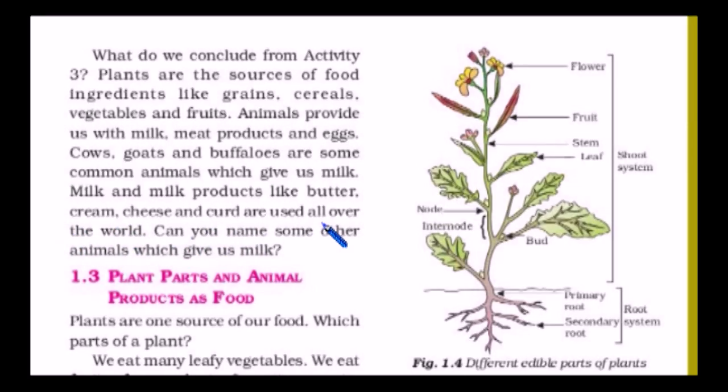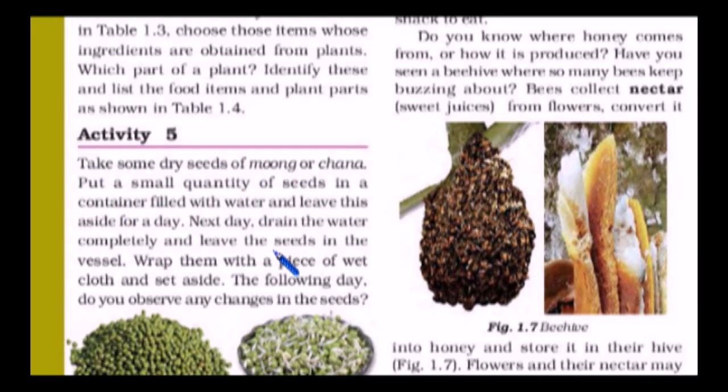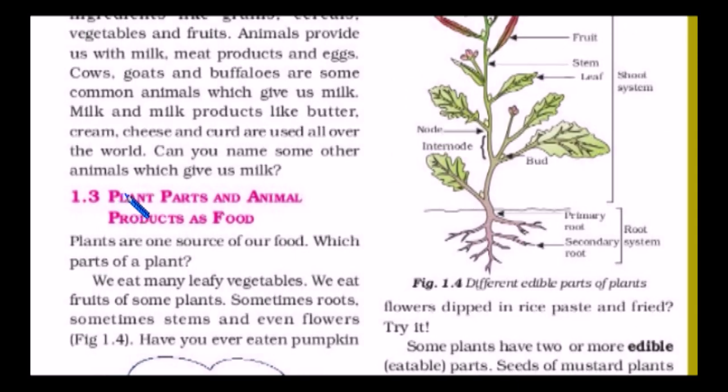Can you name some other animal which gives us milk? The other animals that give milk are the camel and the yak. Yak is found in the colder regions and camel in the desert. 1.3 Plant parts and animal products as food.